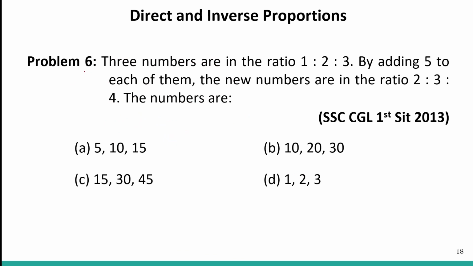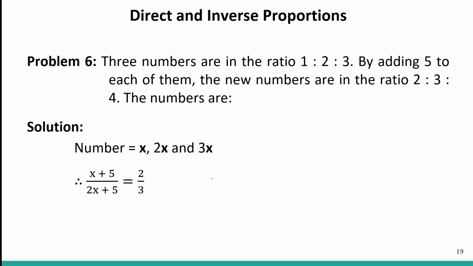So let's see problem number 6. Three numbers are in the ratio 1:2:3. By adding 5 to each of them, the new numbers are in the ratio 2:3:4. The options are 5, 10 and 15; 10, 20, 30; 1, 2, 3; and 15, 30, 45. Let's see which among these four triplets is actually the correct answer.